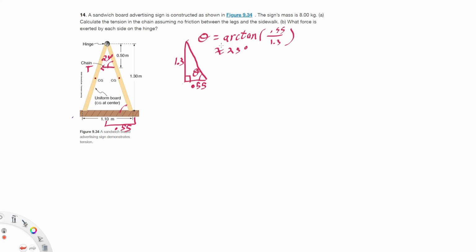What I would actually like to do is draw this out with the sandwich board laying flat to make it easier to see things. So if this is one half of the board, there's the center of gravity, there's where the tension is at, there's where the hinge is at.